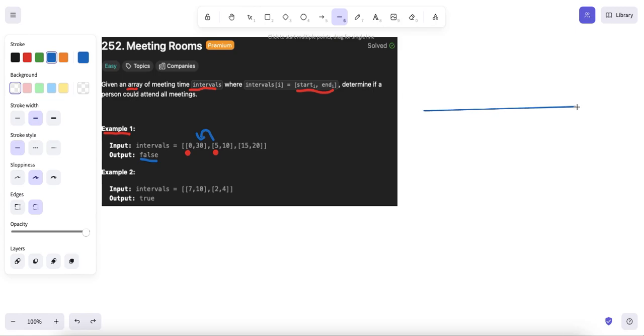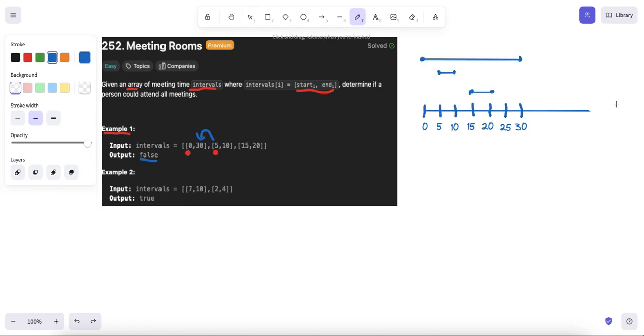So one thing we could see is that the meetings given to us in this specific example are sorted based on start time, because we see that the first meeting starts at time 0, the second meeting starts at time 5, and the third meeting starts at time 15. This is kind of a suggestion from LeetCode for us to start thinking about how we want to organize our data in order to solve this problem. In fact, we will see that it is actually convenient for us to sort the intervals based on start time.